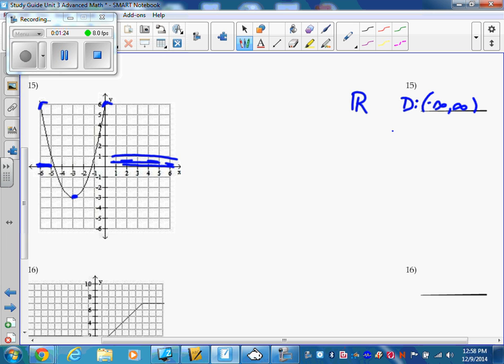But all this question asked you was for the range. So the range, the smallest value that this ever gets is -3. And this does include -3, so it will be a squared off one. So it goes from -3 to infinity for this range.